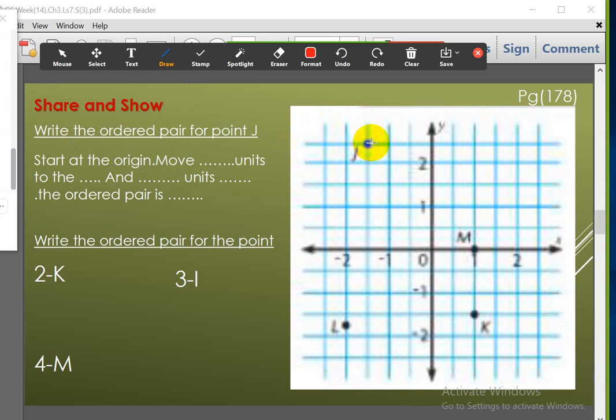So this is J. We didn't make C. No, we made it. I think we made A, B, C, D. We made all those. Okay, so this is J point.